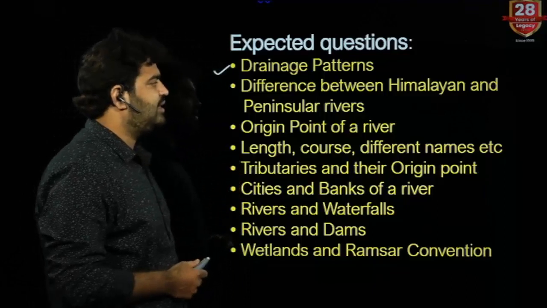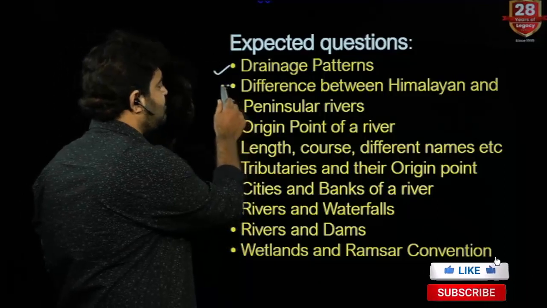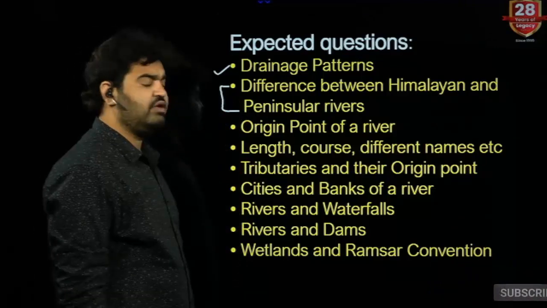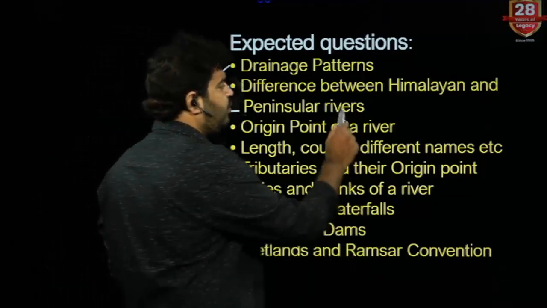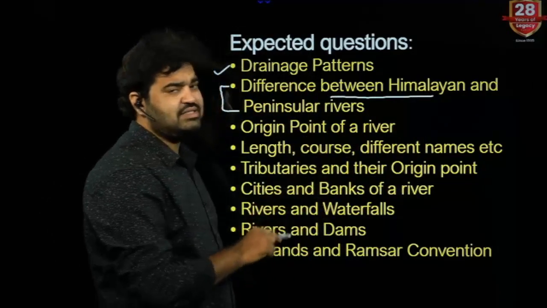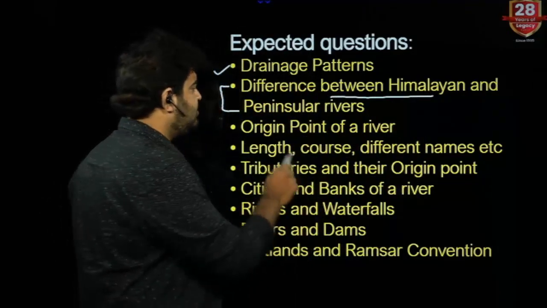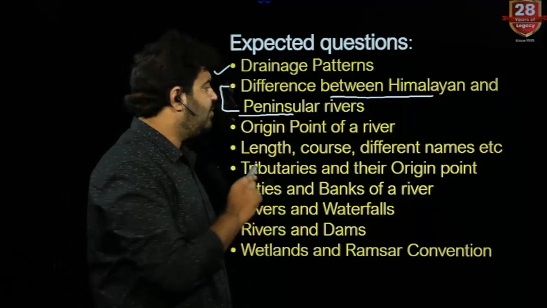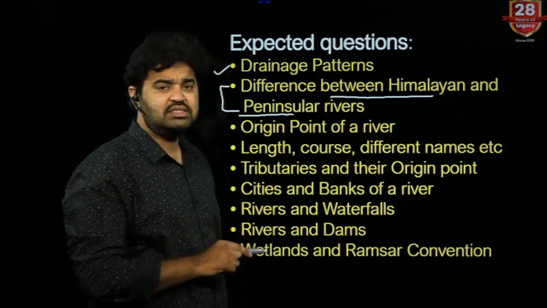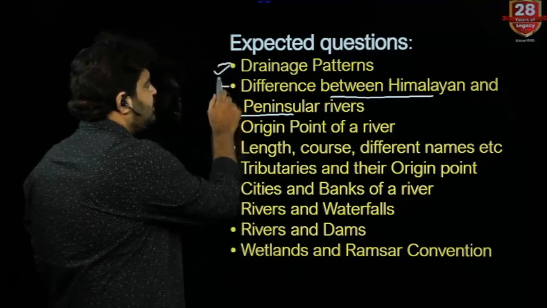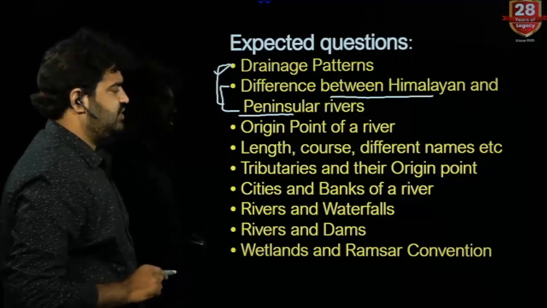Apart from drainage patterns, we have 2 types of river systems, that is the Himalayan river system and the peninsular river system. We are going to understand the Himalayan river system, its features, characteristics and even examples. Similarly, for the peninsular river system also, we are going to discuss peninsular rivers, characteristics, features and the examples. So these 2 areas are very important for us.